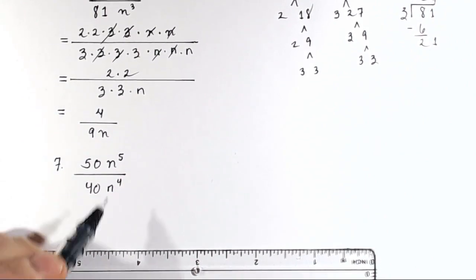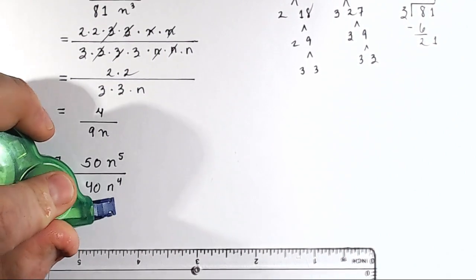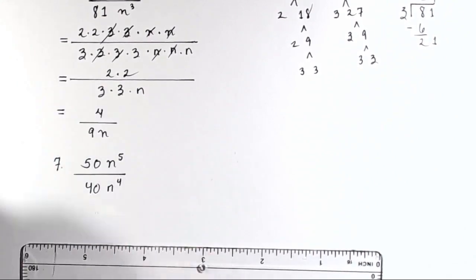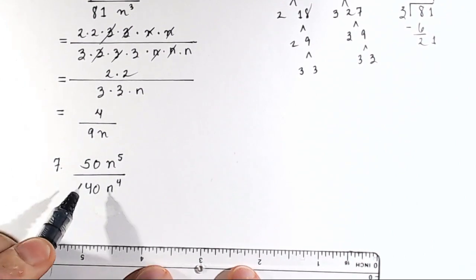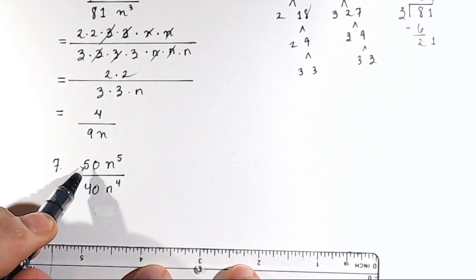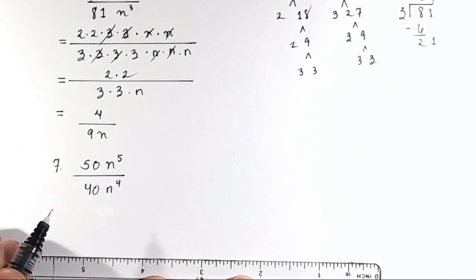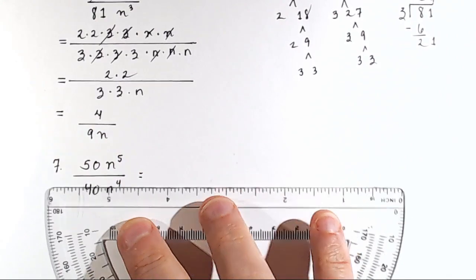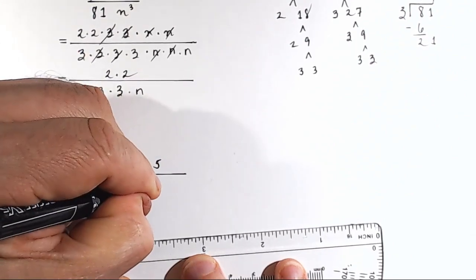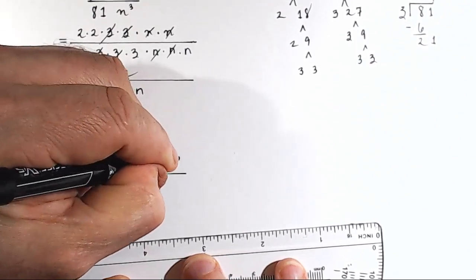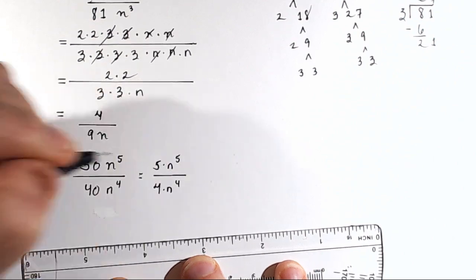Sometimes there's something so blindingly obvious that we can do that, like in number 7. In number 7, we are given 50 n to the 5th over 40 n to the fourth. And so we can instantly see that the greatest common factor between 50 and 40 is 10. So we'll divide 50 by 10 and 40 by 10, and that will give us 5 over 4, and then we'll write n to the fifth and n to the fourth. Okay, and remember that's understood, this is multiplication.